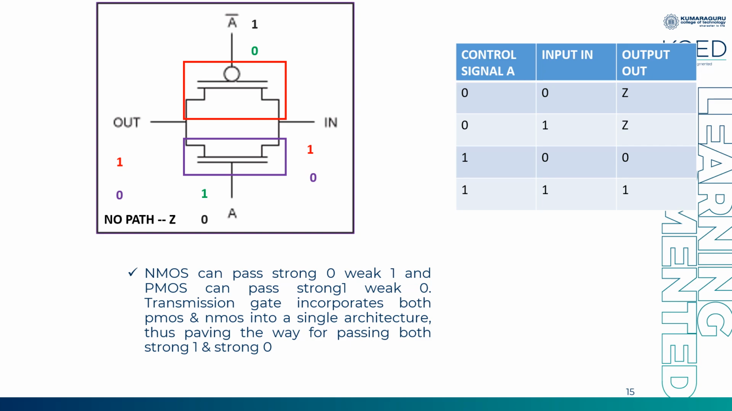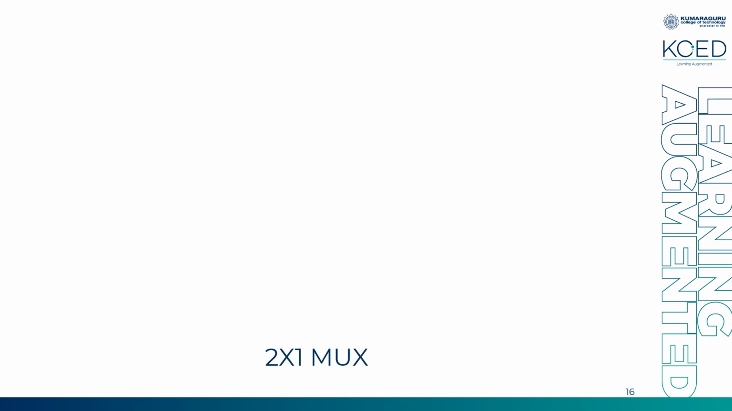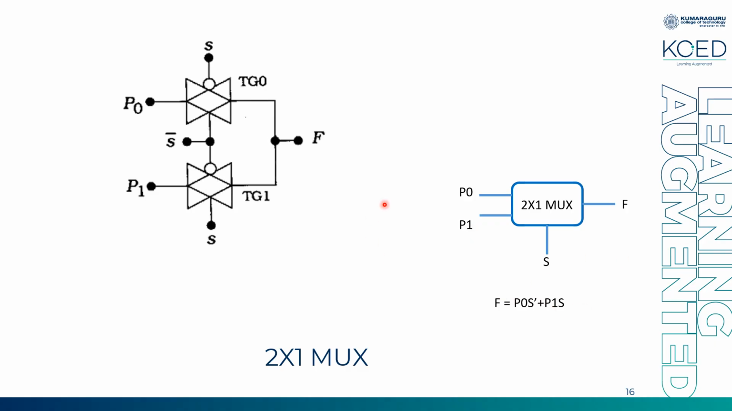So this is the truth table for transmission gate logic. You have control signal, input and output. From the table I can understand that output has 0, 1 and Z, so this can act as a tri-state buffer. Now we'll see how to design a 2x1 multiplexer using transmission gate logic. This is the block diagram. You have two inputs P0 and P1. Depending upon the select line, either P0 or P1 will be chosen. This is the equation: F is equal to P0 S bar plus P1 S.